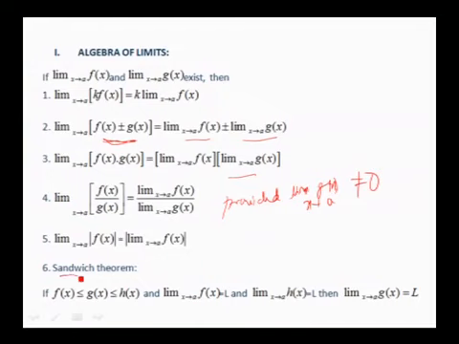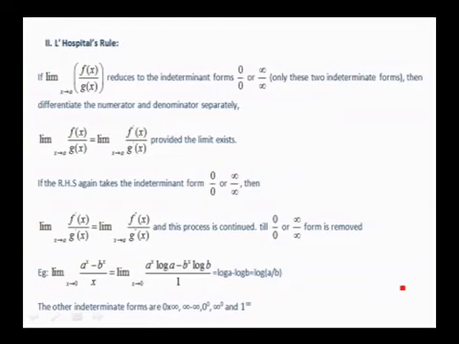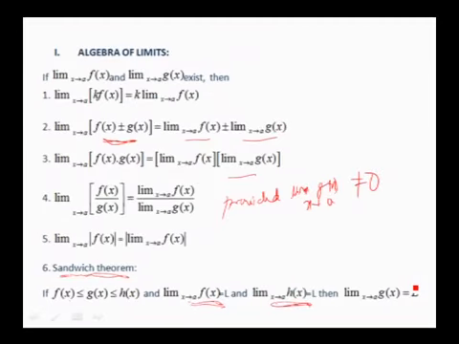Sandwich theorem. Of course, sometimes we use this theorem in simplifying or in finding the limits of certain functions. If you have three functions f(x), g(x) and h(x), if the limit of f(x) as x tends to a is L and the limit of h(x) is also L, then the limit of g(x) must also be L. So that is the sandwich theorem. Normally we use it whenever we have such an inequality.